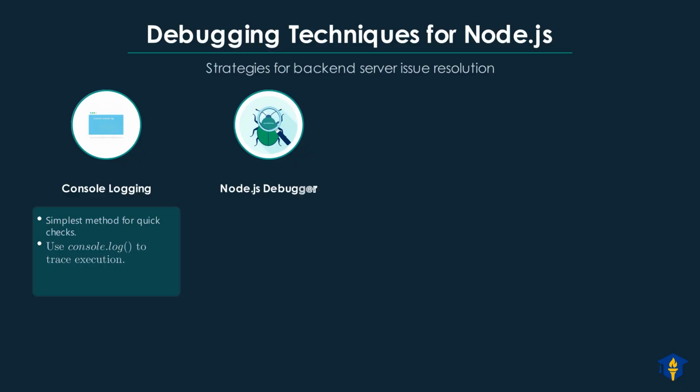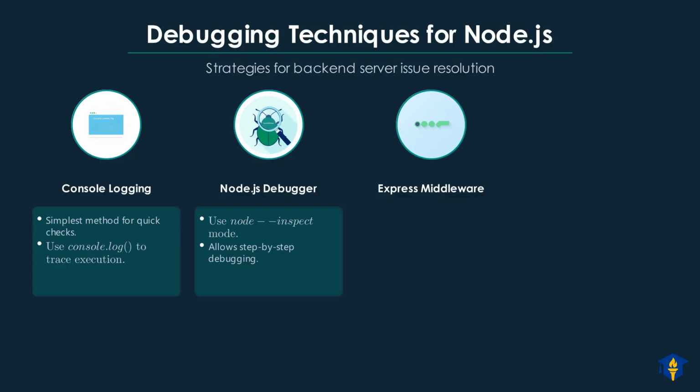For more in-depth debugging, we utilize the built-in Node.js debugger. You activate this powerful debugger by running your application in Node --inspect mode. This mode then allows for detailed step-by-step debugging of your backend code.